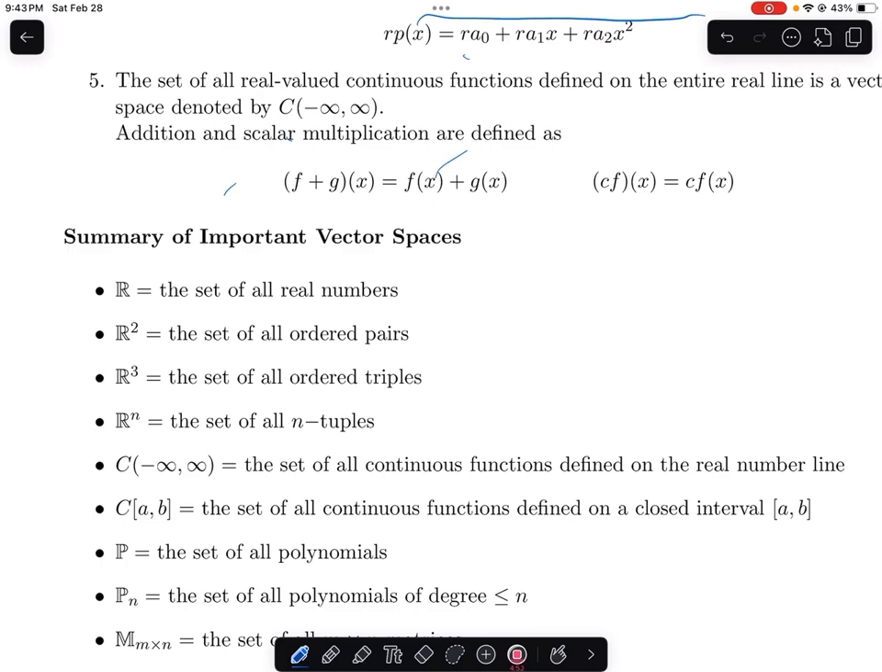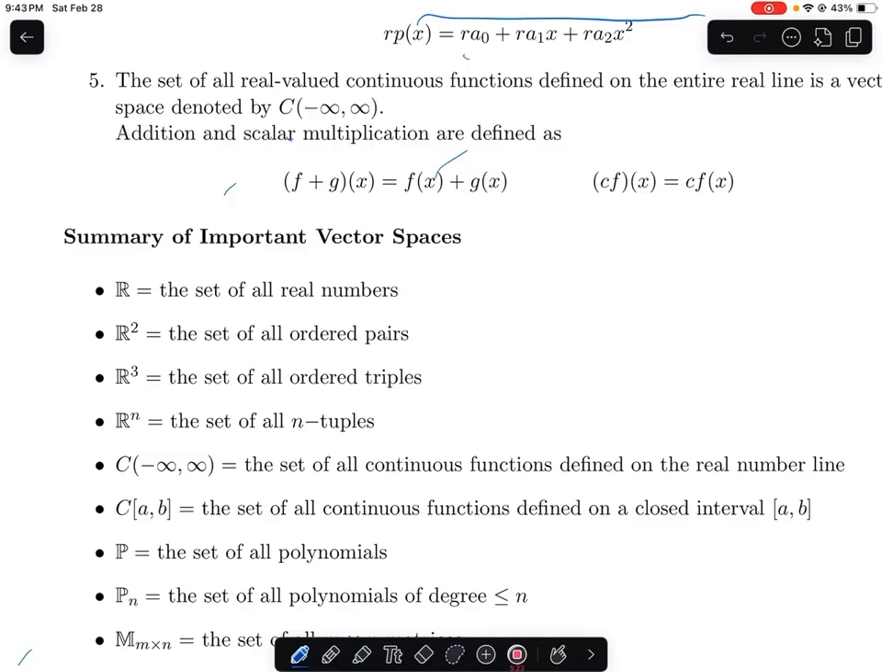Basically, the set of all n-tuples is a vector space. C(-infinity, infinity), the set of all real valued continuous functions defined on the real line, is a vector space. C[a,b], on the closed interval [a,b], is the set of all continuous functions defined on the closed interval [a,b]. That is also a vector space.